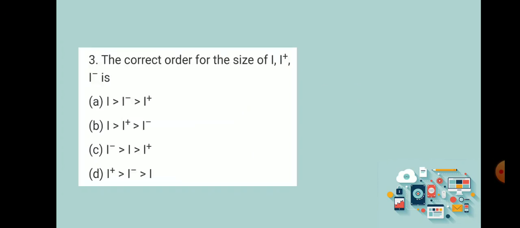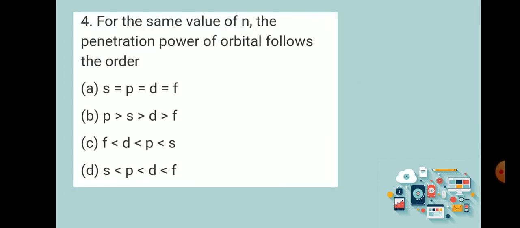The correct order for the size of I, I plus, I minus is option A, I greater than I minus greater than I plus. Option B, I greater than I plus greater than I minus. Option C, I minus greater than I greater than I plus. Option D, I plus greater than I minus greater than I. And the answer is option C, I minus greater than I greater than I plus.